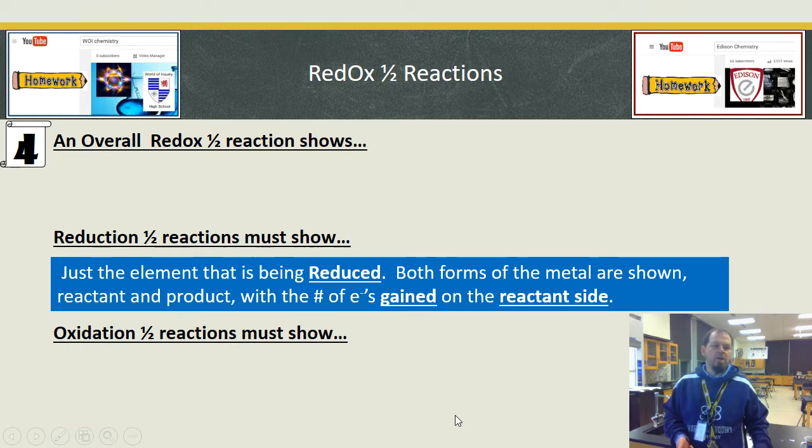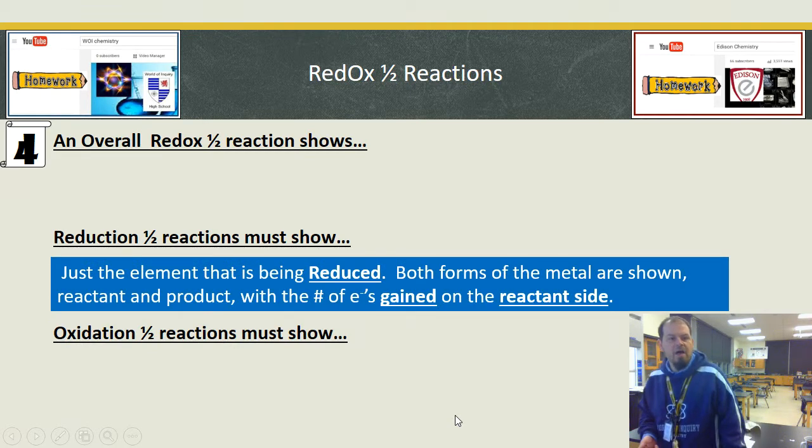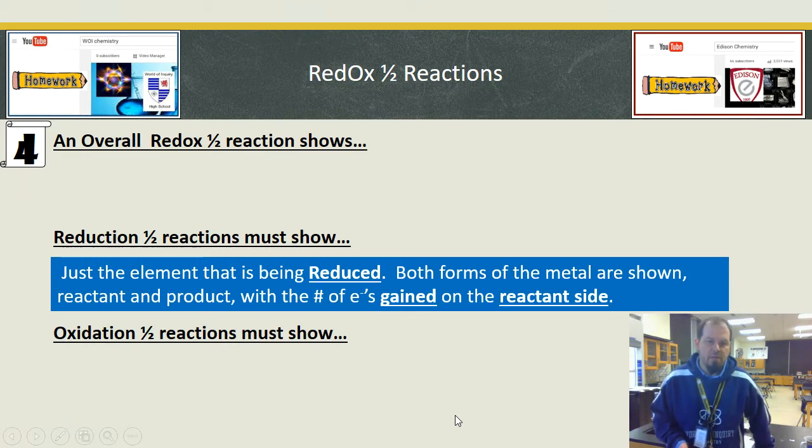Okay. Reduction half reactions must show the element that is being reduced. Both forms of the metal are shown, reactant and product, with the number of electrons gained on the reactant side. Reduction has electrons on the reactant side. Maybe that helps remember it that way.